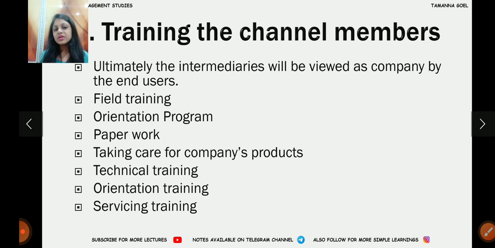Technical training, for example, applies to products which are very highly technical in nature, such as computers and home appliances. The people who are selling them need to be trained on these products, right? So that's the second step, training your channel members. You have to properly train them on how to handle and sell your products to the final consumer.